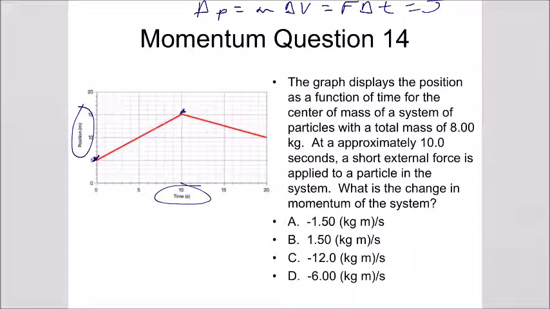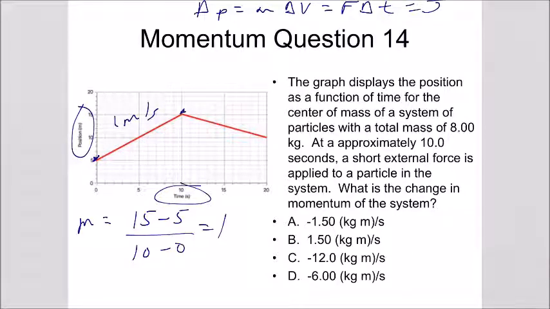So if we find the slope here, we'll say slope equals the y at 10 seconds, which looks like it's 15, minus the y at 0, which is 5, over change in x, 10 minus 0. So when we get that slope, that's going to be 10 on top, 10 on the bottom. Slope's going to be 1. So the initial velocity is 1 meter per second.